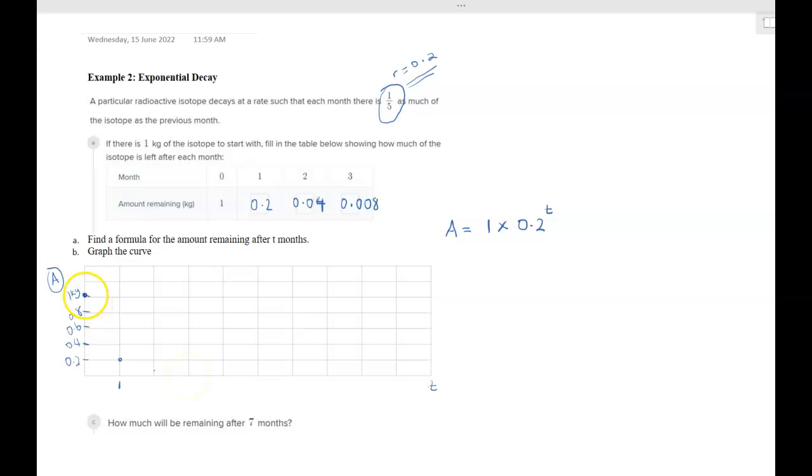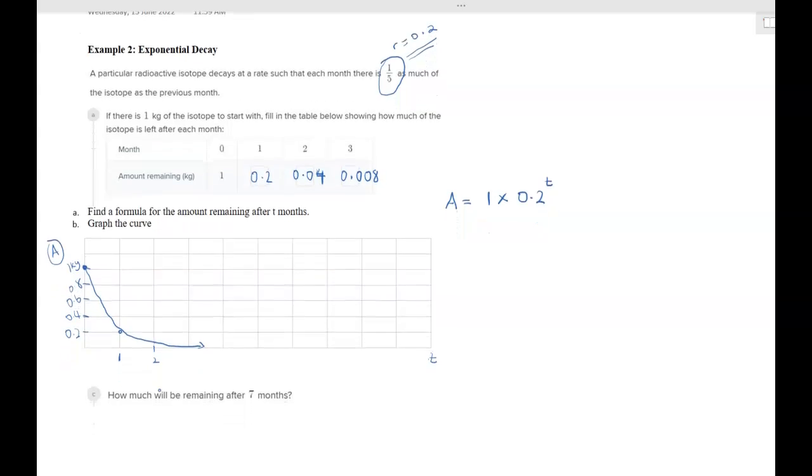It's not the best scale. But now we're going to try and make an exponential decay curve, and never touch the axis, but get very close. So how do I work out how much is remaining after 7 months? Well, there's no way I could estimate it from my graph, and I shouldn't use my graph unless it says to use your graph. We should always go back to the formula.